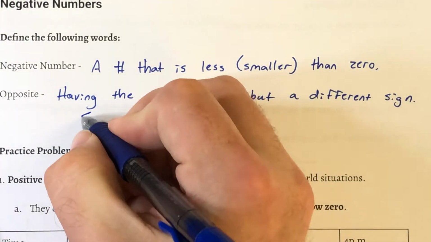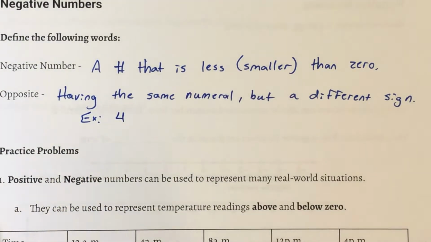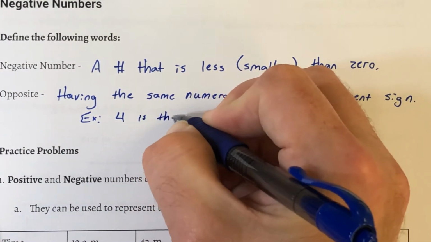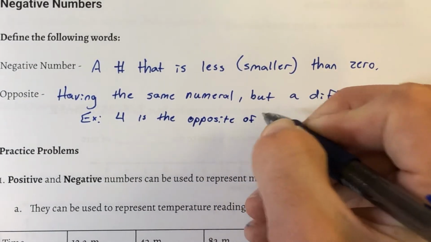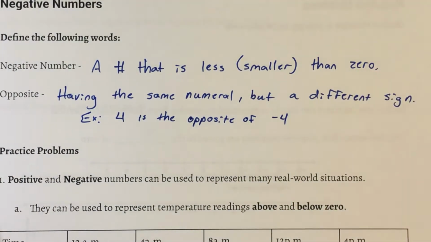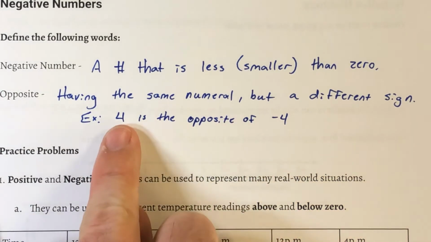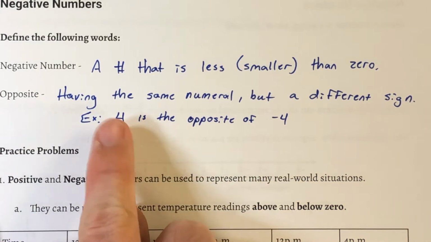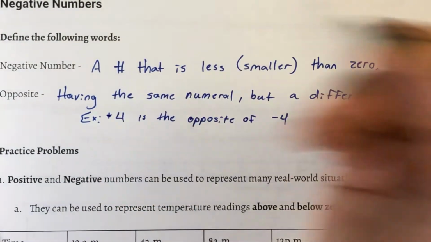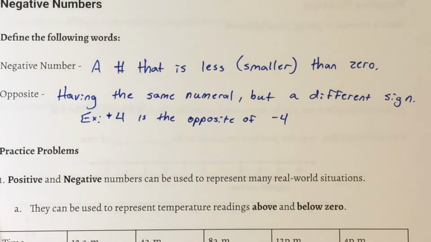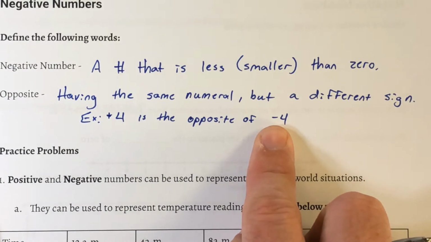So a couple quick examples of this would be, let's say I have positive 4. It is the opposite of negative 4. So we have the same numeral, but a different sign. On this one, we have a negative sign. On this one, well, we don't see a sign. Anytime we write our numbers like this, it's understood that it has a positive sign in front of it. We just typically don't waste time doing that. So it's always understood to be positive unless, of course, you have a negative sign in front of it.